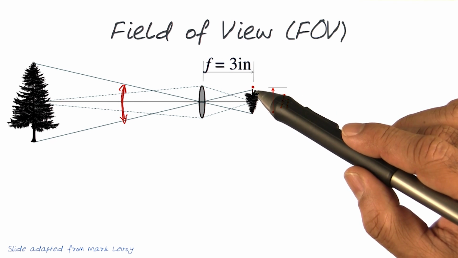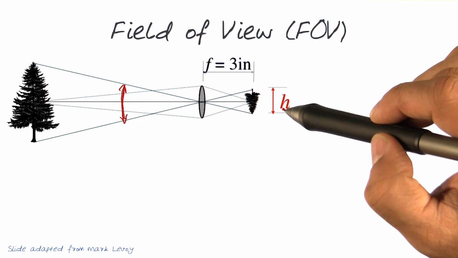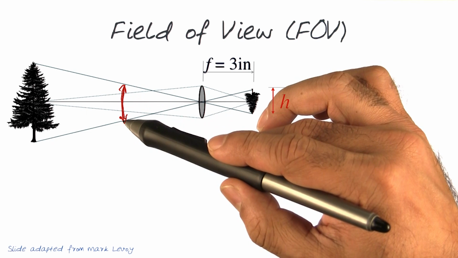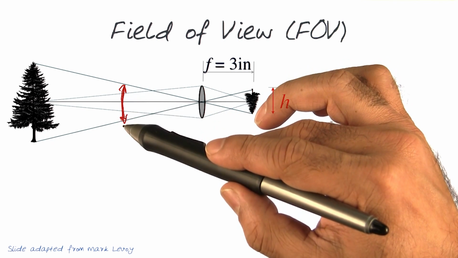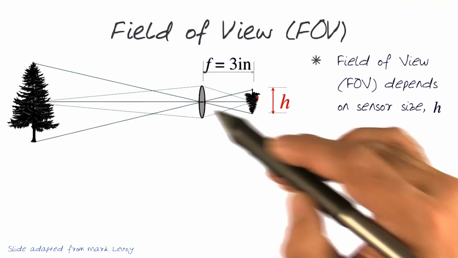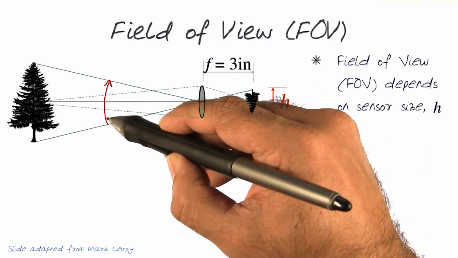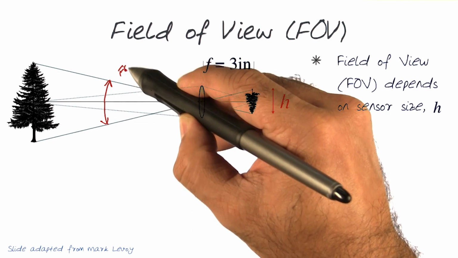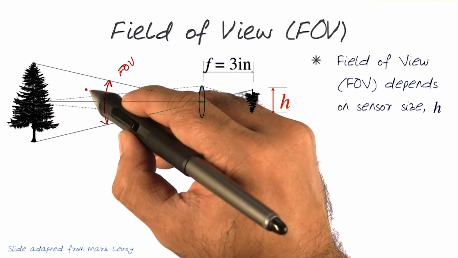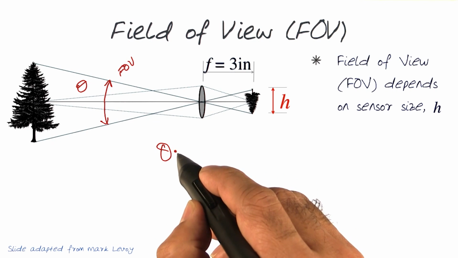So in this case, the sensor size is the entire region here, and therefore I can reconstruct the entire tree. But now, based on this, we can start coming up with a formula that will let us figure out exactly what this angle would be. So given this h, we are interested in computing this angle, which we refer to as the field of view. For simplicity's sake, let's call this angle theta for now. So we're interested in computing theta.